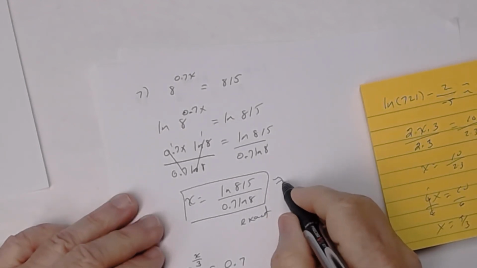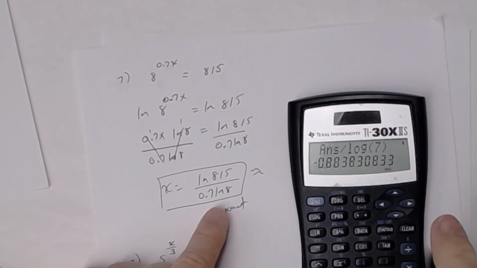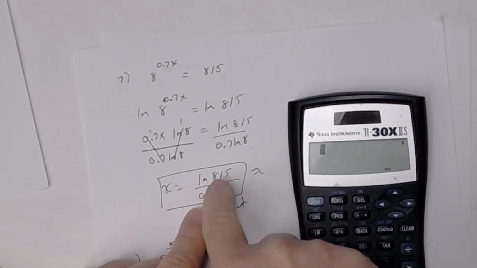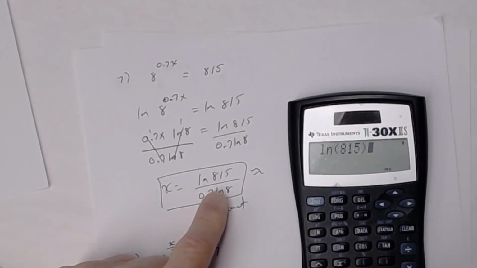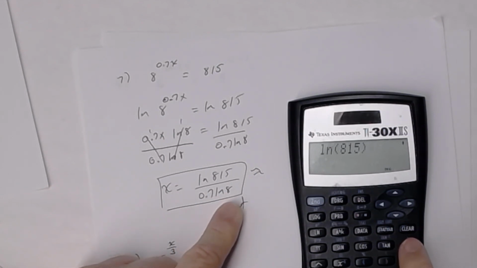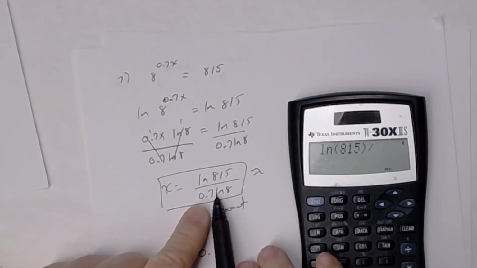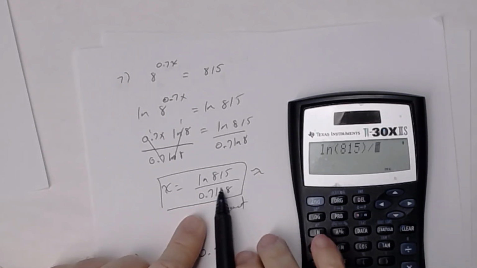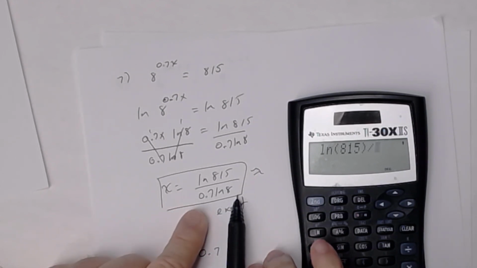Okay, now let's approximate. All right, now listen carefully to how we're going to approximate this. You have the natural log in the numerator, which is just one term right here, right? So the natural log of 815, close the parentheses. Now be careful with the denominator. So divide by, now this is 0.7 times the natural log of 8. You've got to be careful. Since this is more than one factor, you need to put that in parentheses.